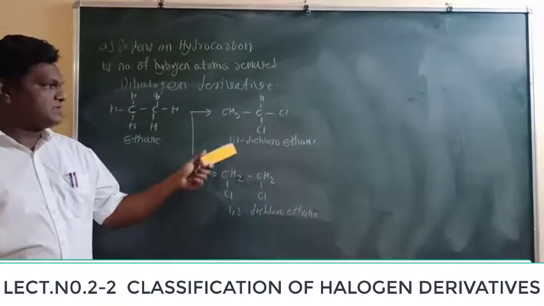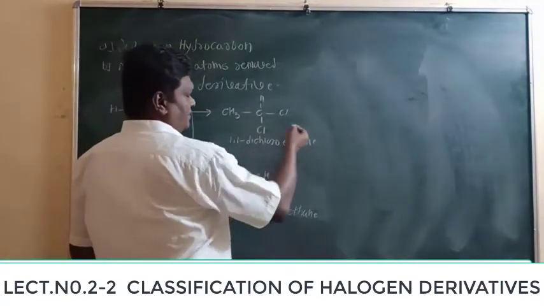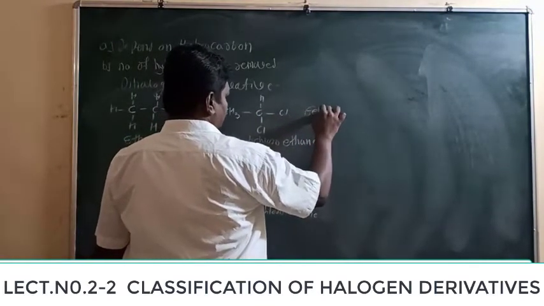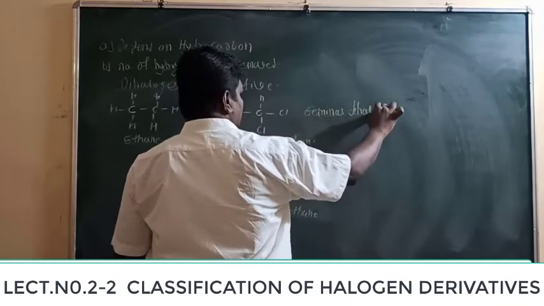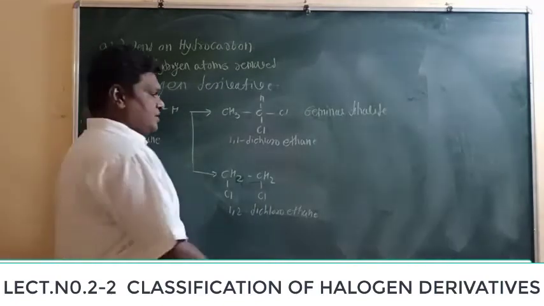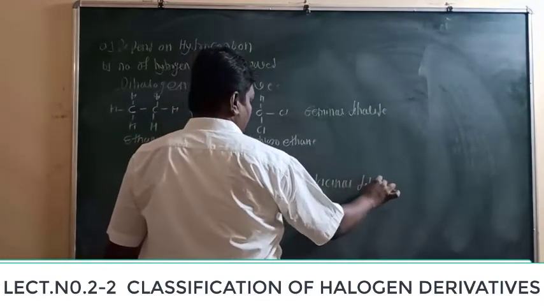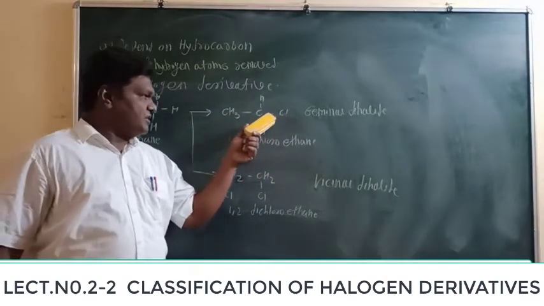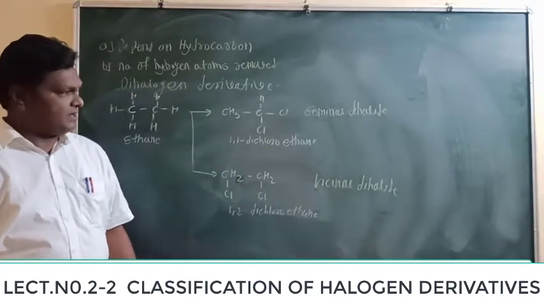Now, in the first compound, both halogen atoms are attached to the same carbon atom. This kind of halogen derivative of an alkane is called a geminal dihalide, while compounds in which both halogen atoms are attached to adjacent carbon atoms are called vicinal dihalides. So in a geminal dihalide, the halogen atoms are attached to the same carbon atom. In a vicinal dihalide, the halogen atoms are attached to neighboring, adjacent carbon atoms.